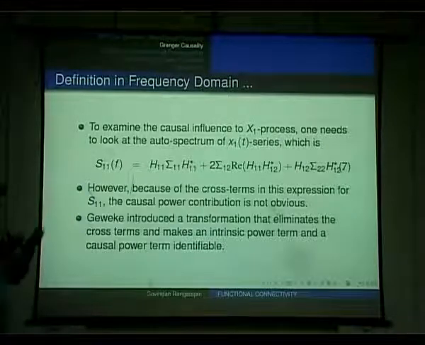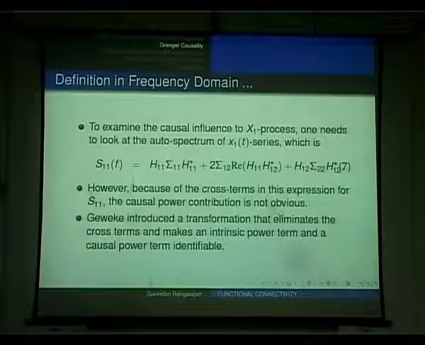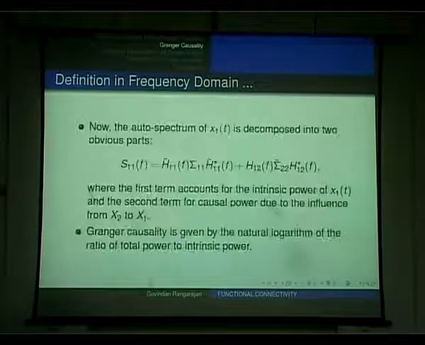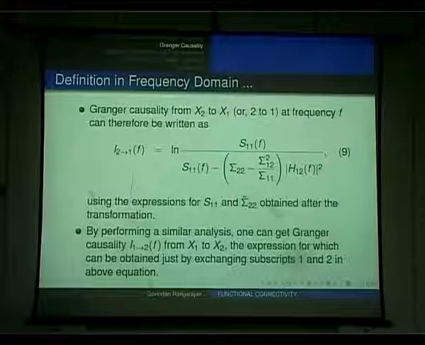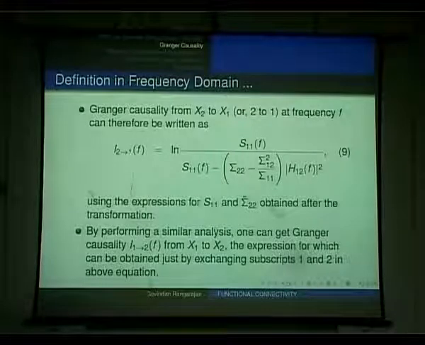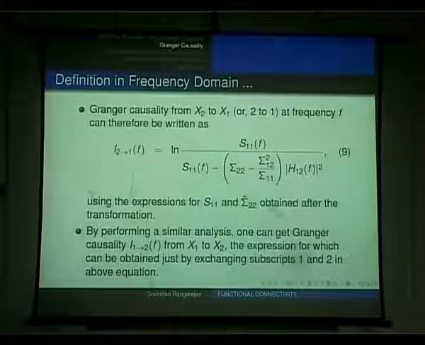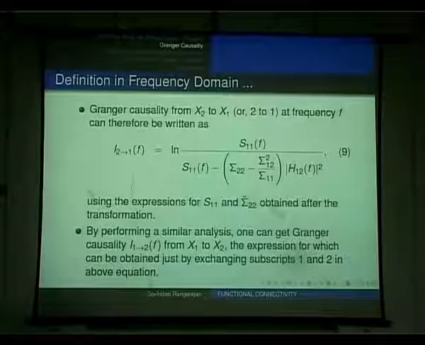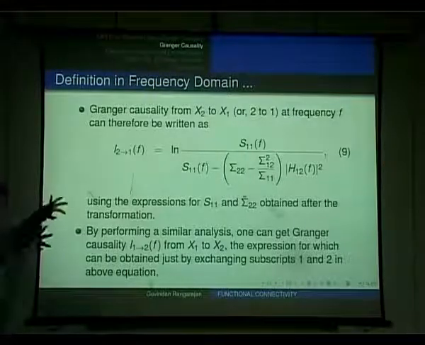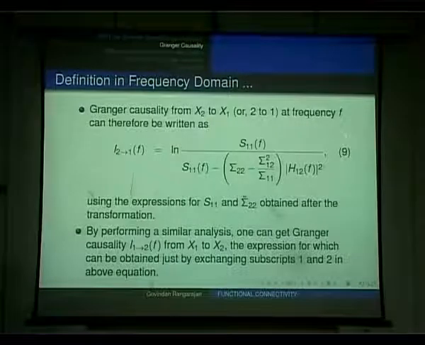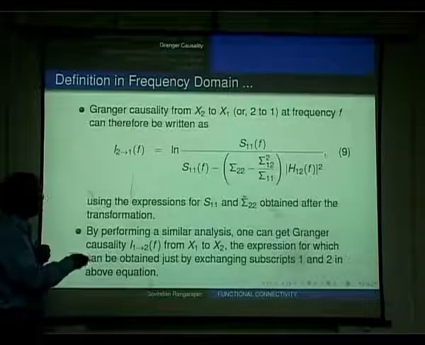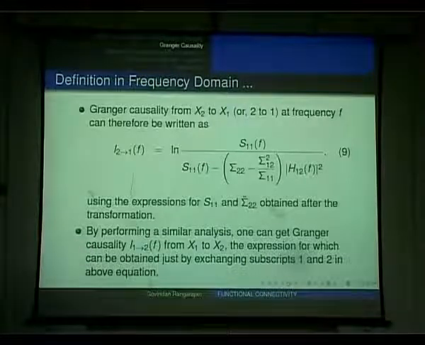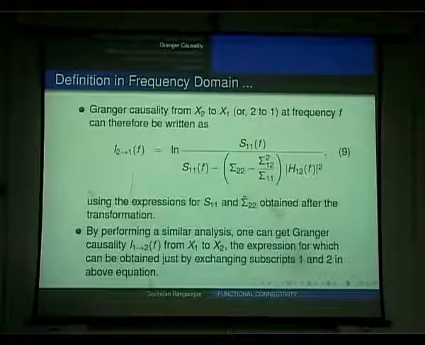Okay, so this is the translation of that error which I talked about in the time domain to the frequency domain. Again you have to do some further analysis, but let me not get into that. Essentially what you have ultimately is this expression, a quantification of Granger causality at a frequency f from 2 to 1. This is the auto spectrum, the power spectrum of process 1, and this denominator is the contribution to the auto power from process 1 itself, because I am subtracting out the contribution from the second process. If this term is 0, then the second process would not contribute anything to the power of the first process, so the numerator and denominator would be equal, and Granger causality would become 0.